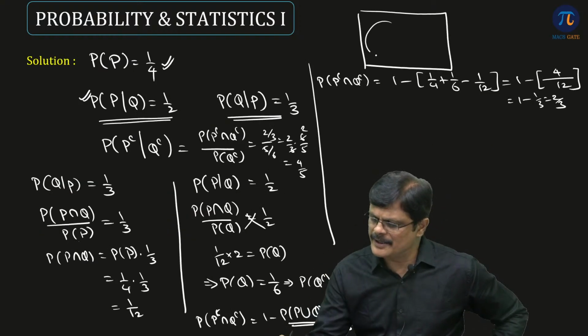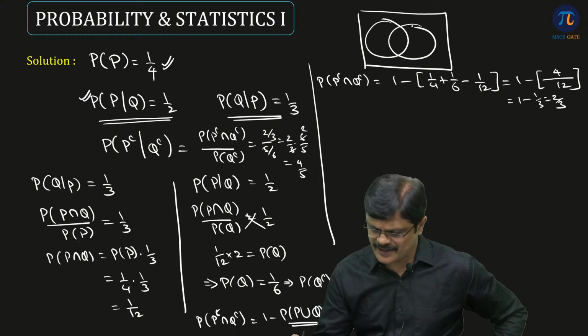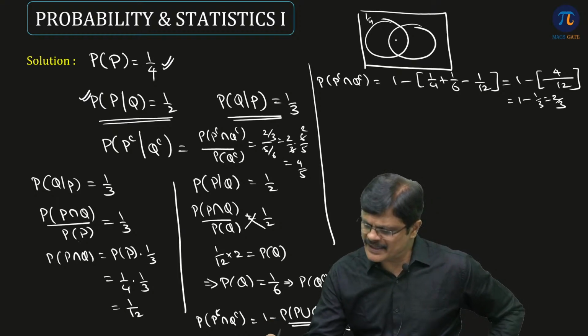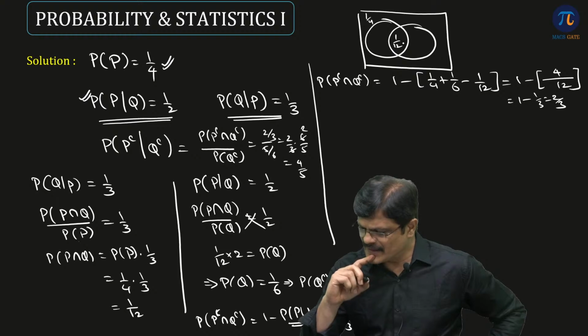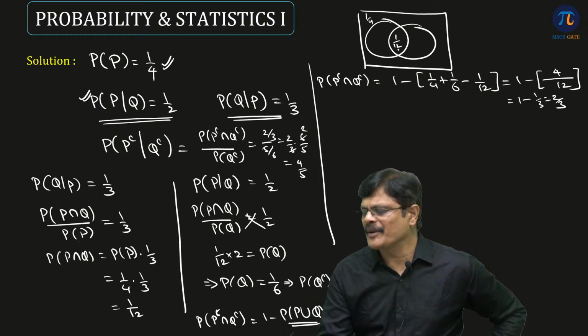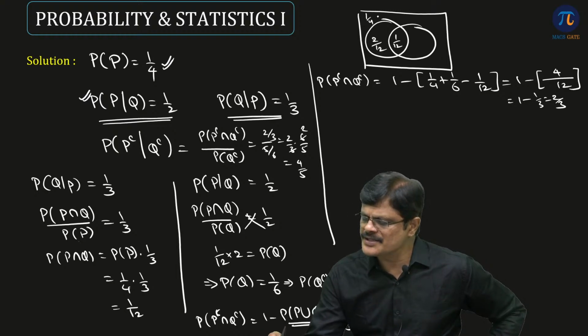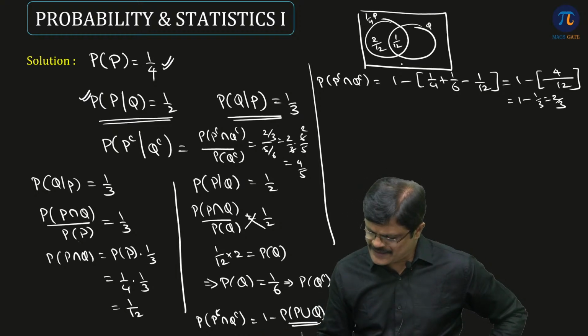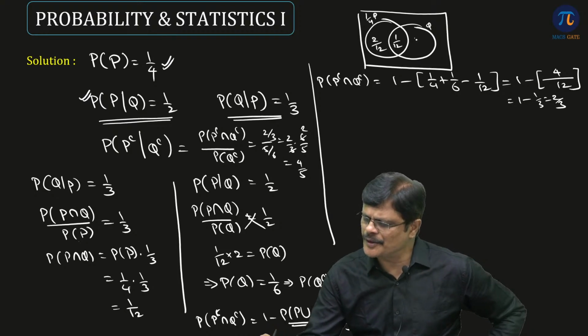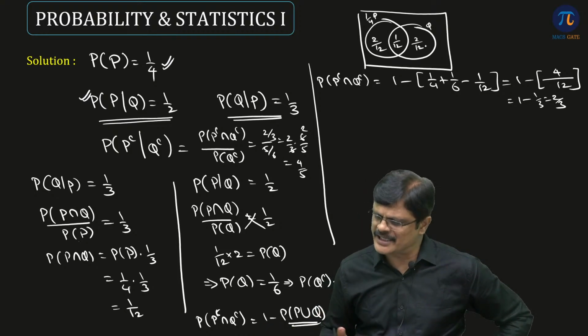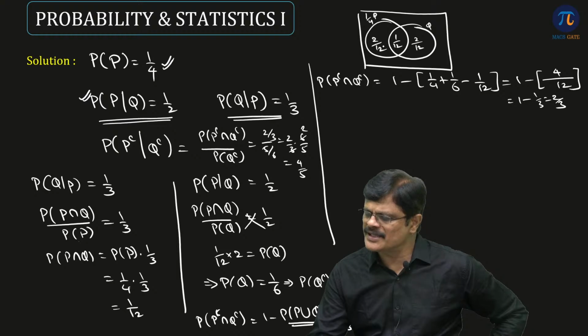Only two events. P is there, Q is there. So P is 1 by 4, and just now you know the intersection is 1 by 12. So 1 by 4 minus 1 by 12 means what, sir? 3 by 12 minus 1 by 12, 2 by 12. And this is Q. Q is nothing but 1 by 6, or you can write 2 by 12 also. So this will give you how much, sir? 5 by 12. So 7 by 12 outside.